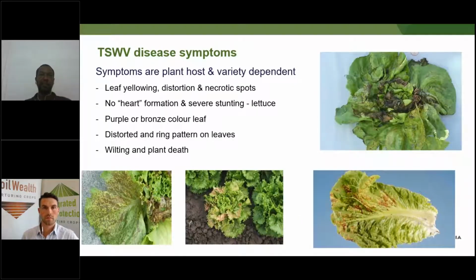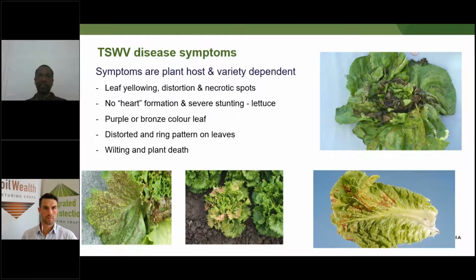In terms of symptoms associated with tomato spotted wilt, they vary according to the host and also the variety, similar to other viruses. But generally, we see leaf yellowing, distortion, and necrotic spots, which are characteristic leaf symptoms in most vegetables. Early infection in lettuce results in severe stunting and no formation of the head. We see purple or bronzing coloration of leaves in plants infected in early stages, and also ring patterns are common symptoms of tomato spotted wilt. Early infection also causes wilting and eventual plant death.